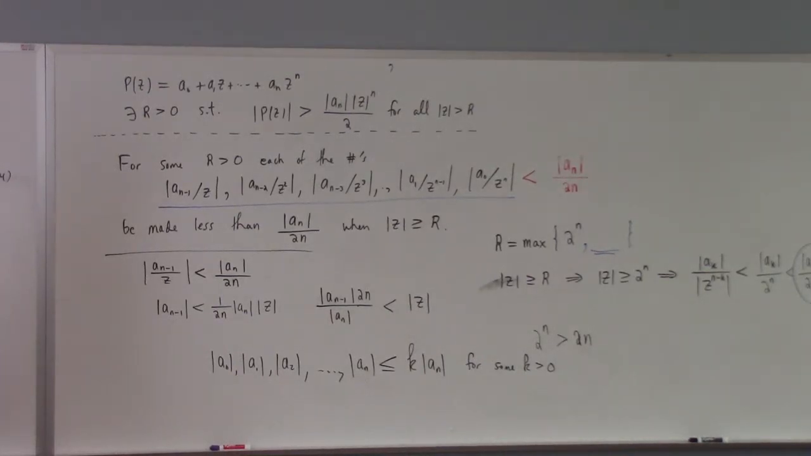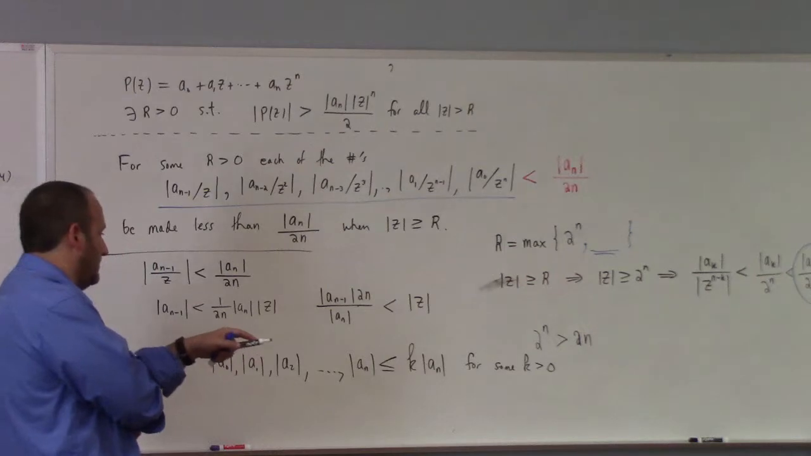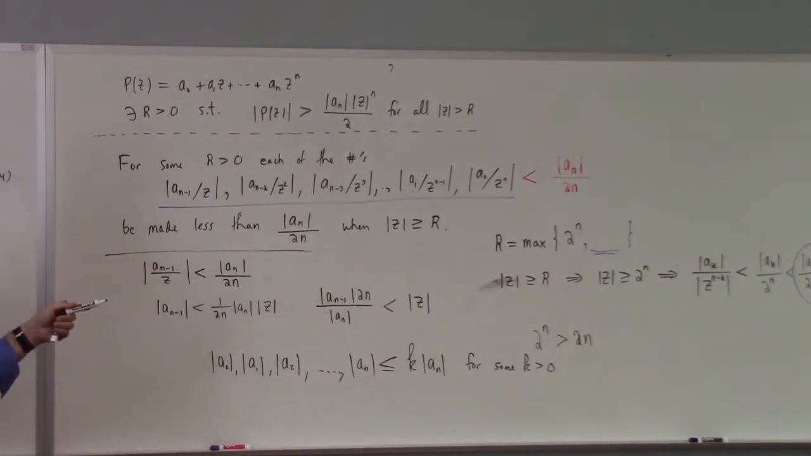Oh, no. I'm assuming that a sub n is non-zero. That is true. I didn't say that k had to be... if a sub n is the biggest, then I can just put k equal to 1. But if a sub n happened to be smaller than something that was bigger, I could multiply it by a number big enough to make it bigger. You can find a k. Right.